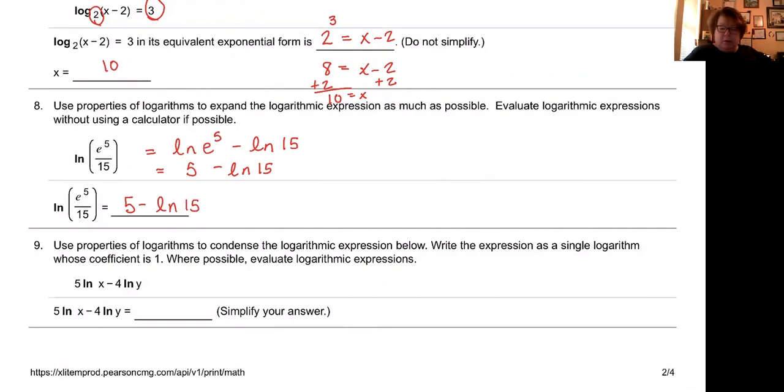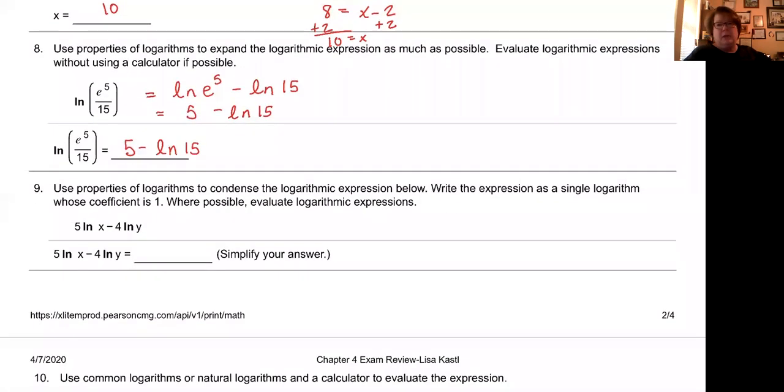All right, so the next problem is to go the opposite direction, to take an expansion of logarithms and to condense it. Use the properties of logarithms to condense the logarithmic expression below. Write the expression as a single logarithm whose coefficient is 1. Where possible, evaluate logarithmic expressions.